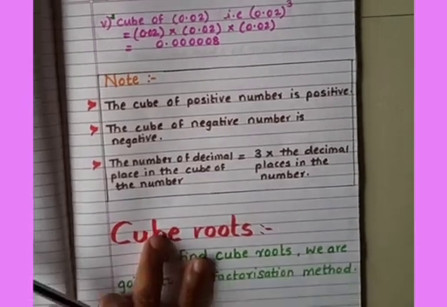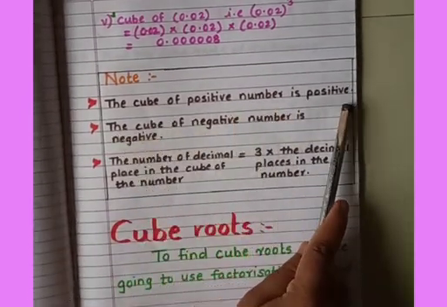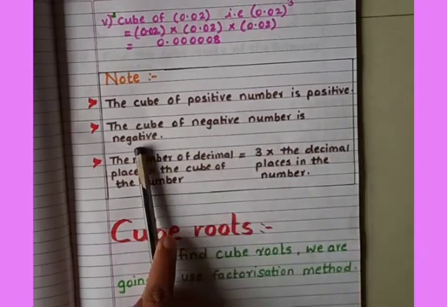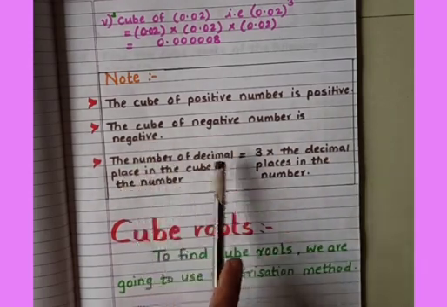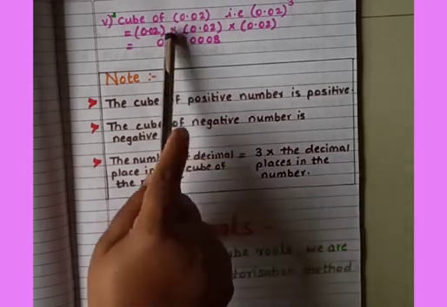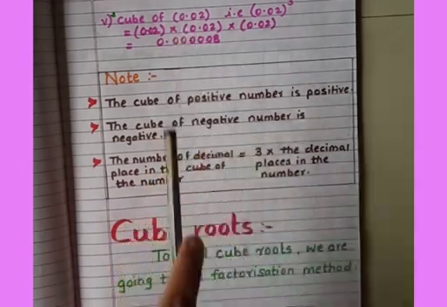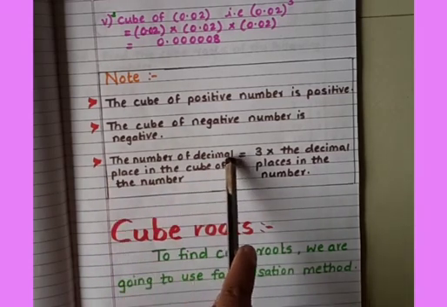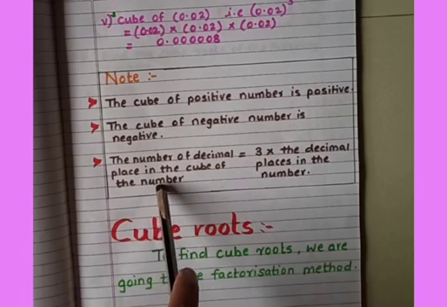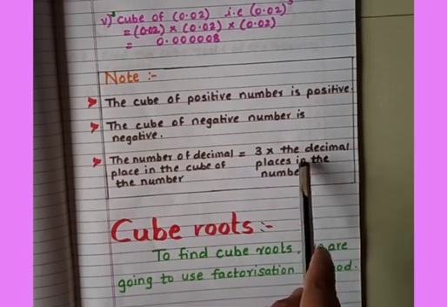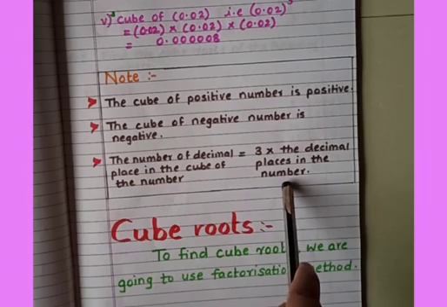Note, the cube of a positive number is positive. The cube of a negative number is negative. The number of decimal places in the cube of a number, as I mentioned here, we will see the same in statement form. The number of decimal places in the cube of a number is equal to 3 multiplied by the decimal places in the number. Okay.